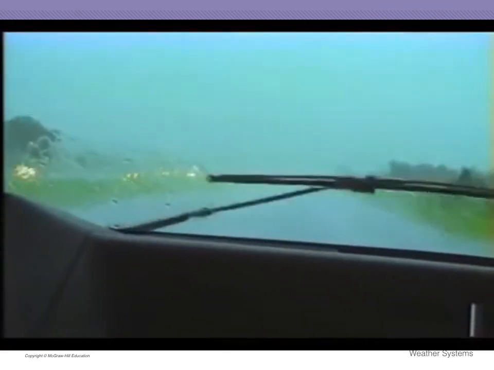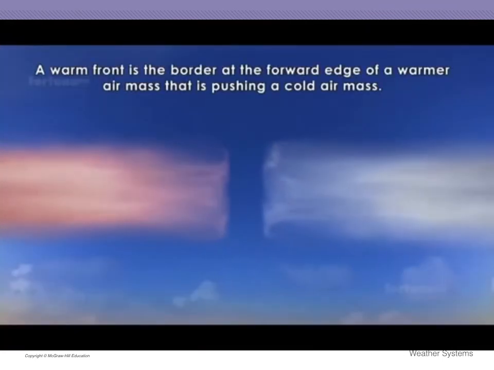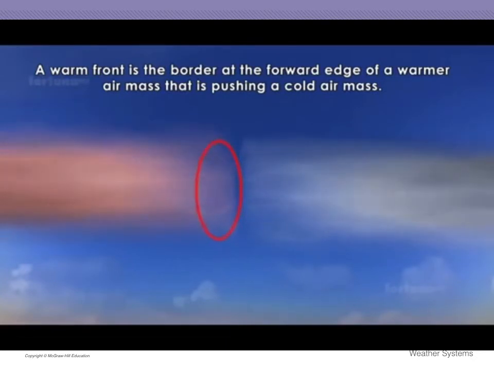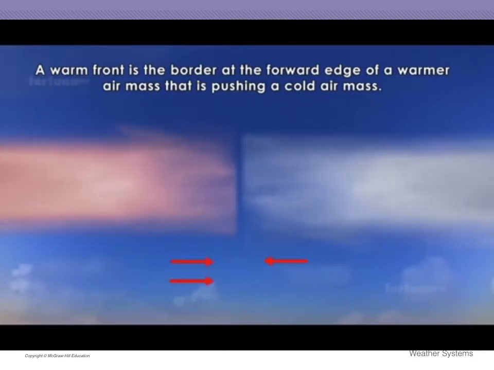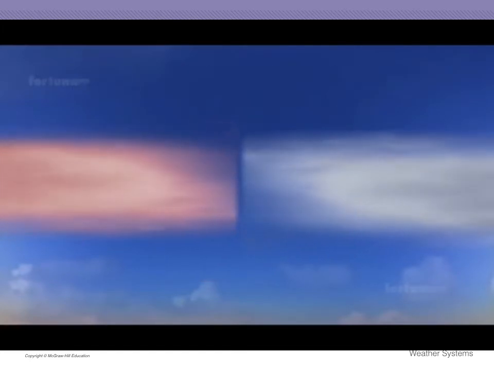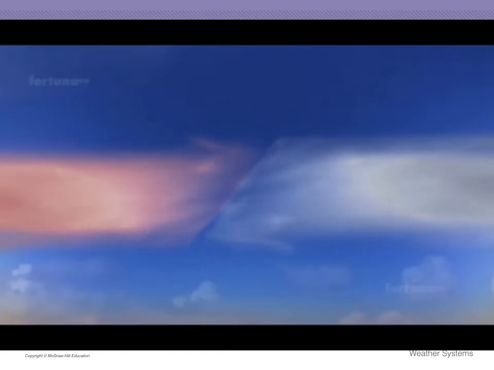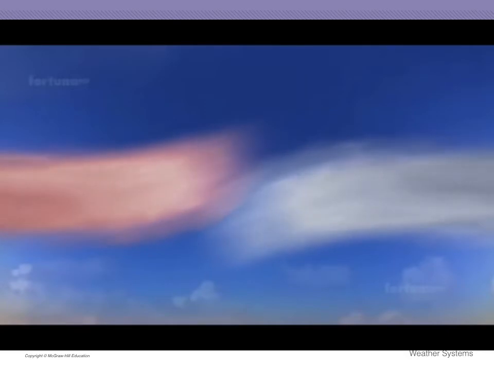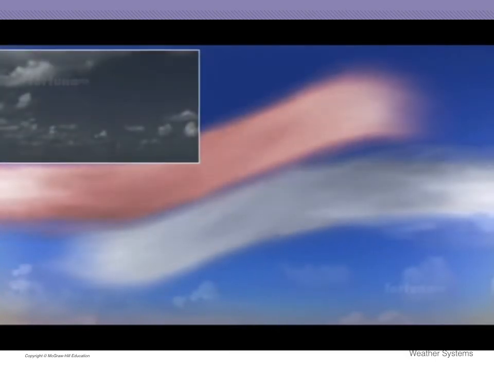A warm front moves through an area much slower than a cold front. The clouds associated with warm fronts are thick, low clouds that produce a steady, light rain. This may last for a day or more. A warm front is the border at the forward edge of a warmer air mass that is pushing a cold air mass. On weather maps, warm fronts are illustrated using red lines with semicircles on them. When this warm air pushes the cold air, the warm air will slide across the cold front. Compared with the cold air, the warm air will move much slower and form thin stratus clouds, which may cause drizzles.